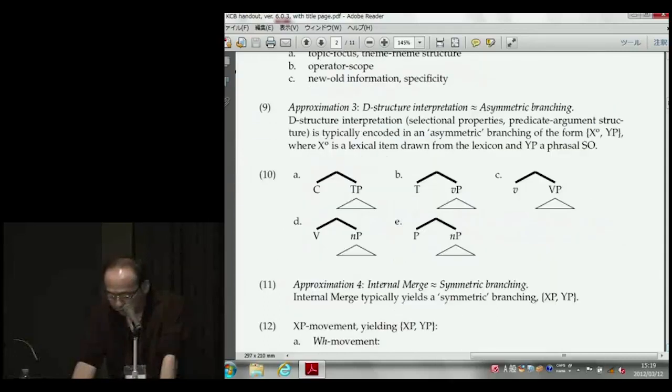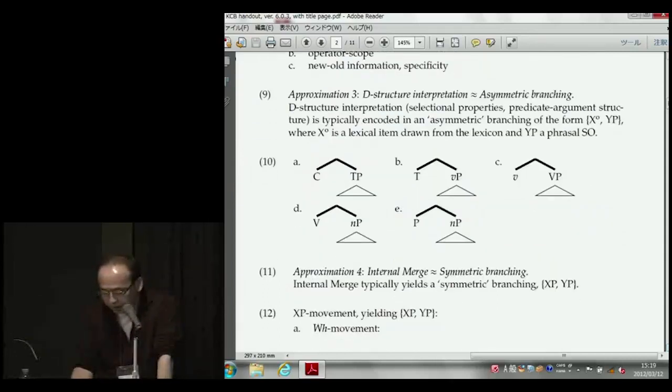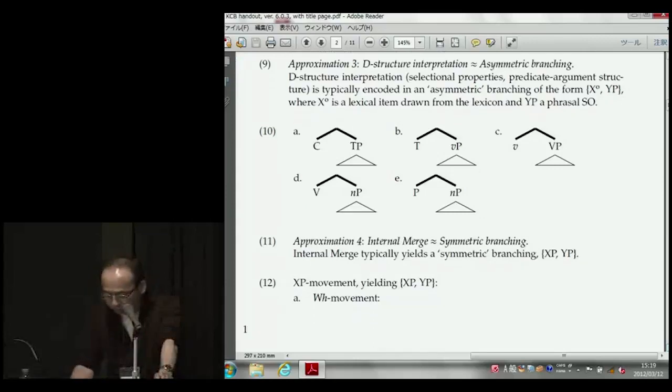A related observation is that structures feeding D-structure interpretation are often encoded in asymmetric branching. If you recall configurations feeding selectional or theta-related interpretation as shown in 10A to E, we can find that they almost always involve asymmetric SOs consisting of a lexical item X0 and the phrasal SO YP, though with an important exception of the merger of an external argument, a case which we will discuss shortly below. These are traditionally called head-complement configurations.